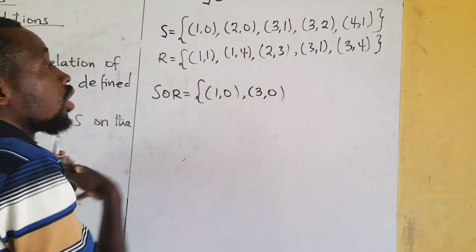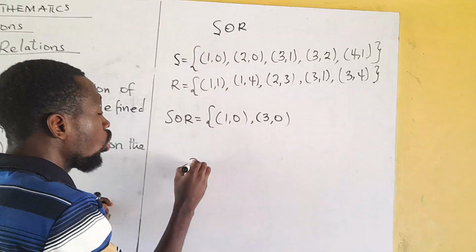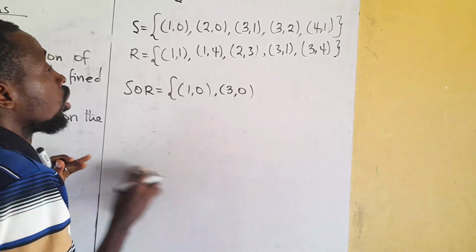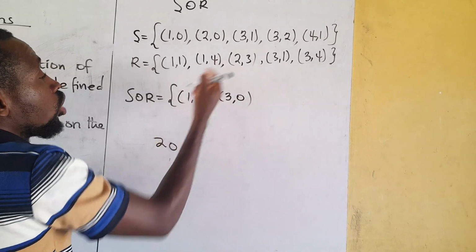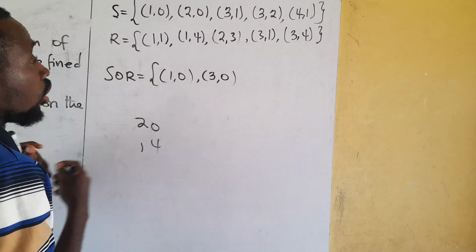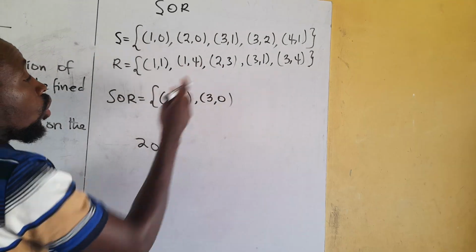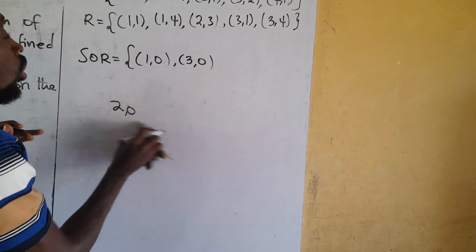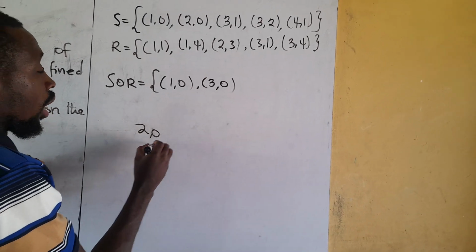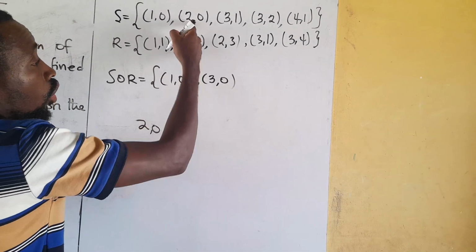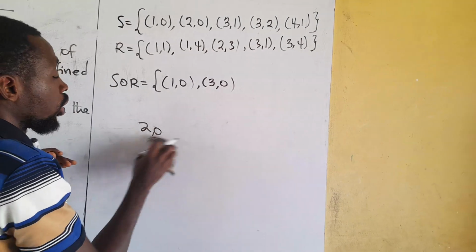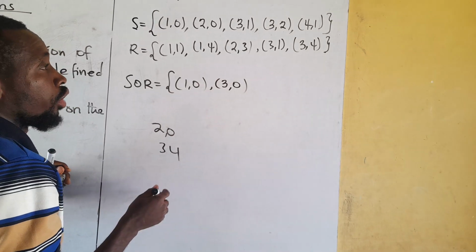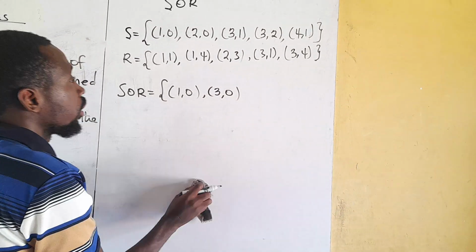We take the second one, which is (2, 0). (2, 0) against (1, 1). There is no corresponding. (2, 0) against (1, 4). There is no corresponding. (2, 0) against (2, 3). There is no such corresponding. (2, 0) against (3, 1). There is no such corresponding. (2, 0) against (3, 4). There is no such corresponding. So we leave it as such.